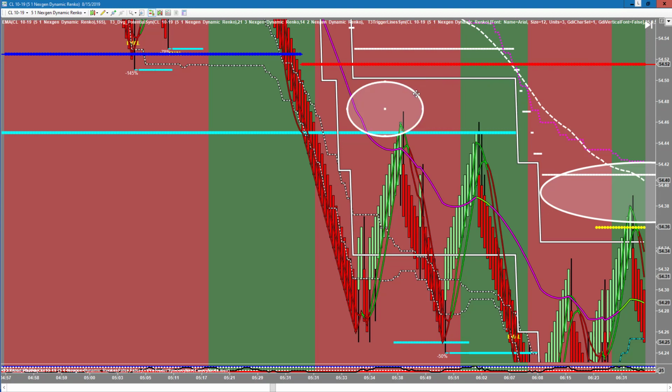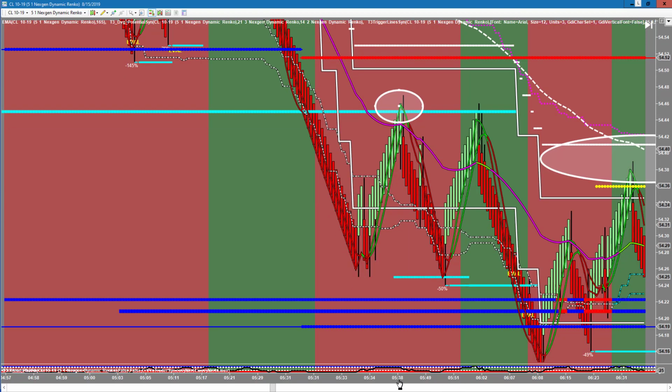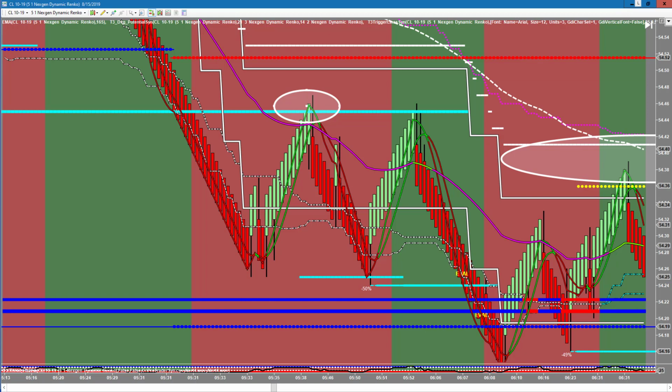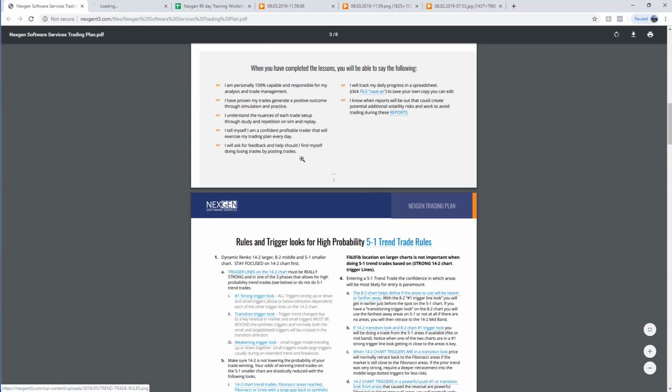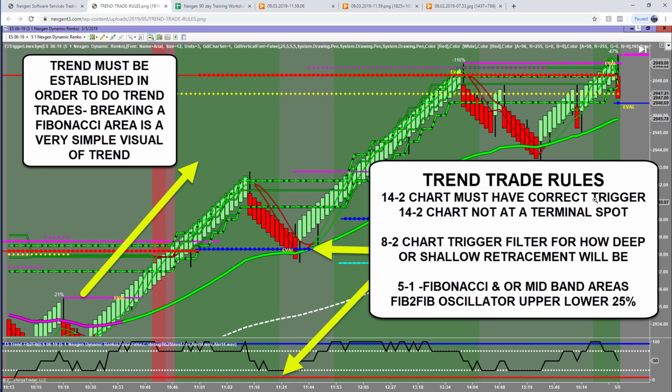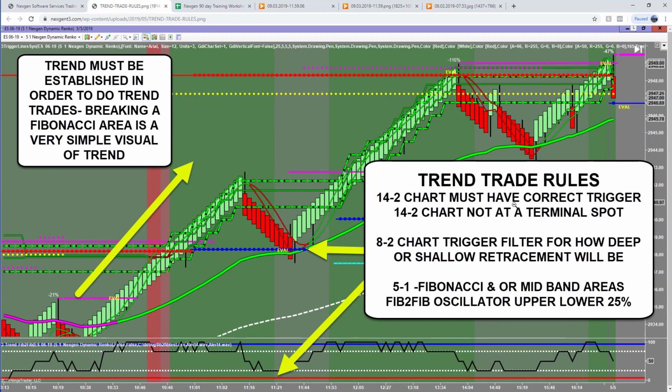We want fibs or mid bands and triggers to come together. So we're looking at the 14-2 chart for trigger cell. Look, I don't want to make this really difficult because it's not. The rules for a 5-1 trend trade are as follows. The 14-2 chart must have good triggers. Agreed? All we did was draw in a bunch of circles where the 14-2 chart had good triggers. And then we want mid bands, fibs, fib to fib oscillator on the 5-1 chart to tell us where to get in. So it's a combination of two things, Sal.